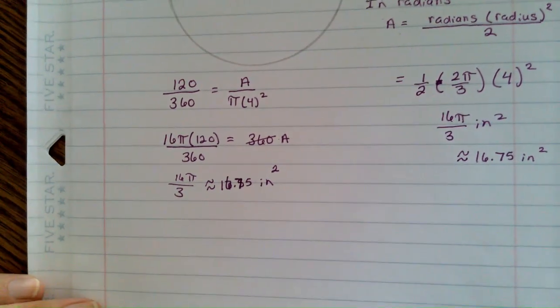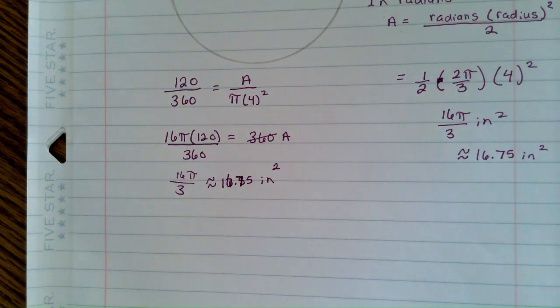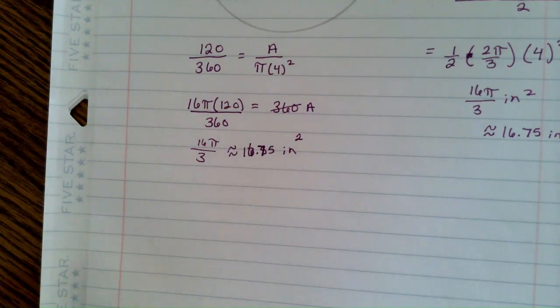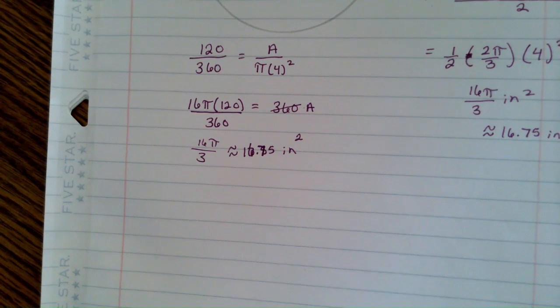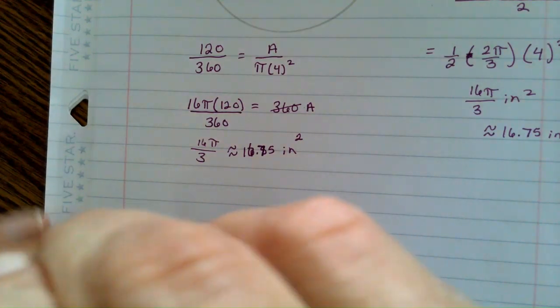All right, so what if they don't ask us for the actual sector? They just want us to get a portion. So they might say, find the measurement or find how much shaded area you have. All right, so let's see a circle.